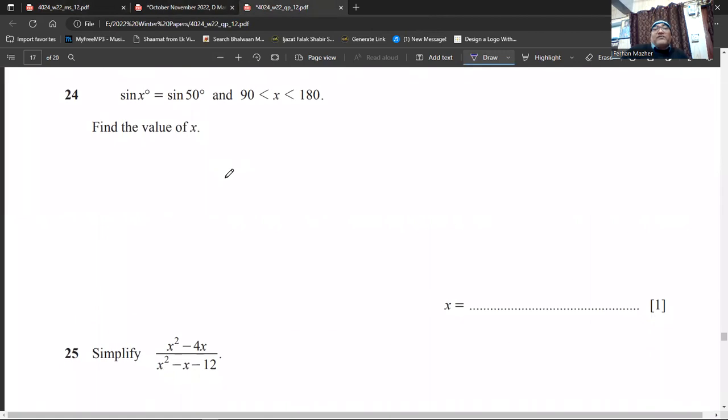Okay, so question number 24, he says sine x is equal to sine 150, and the x value is more than 90 and less than 180. So this is the acute angle and x is the obtuse angle.